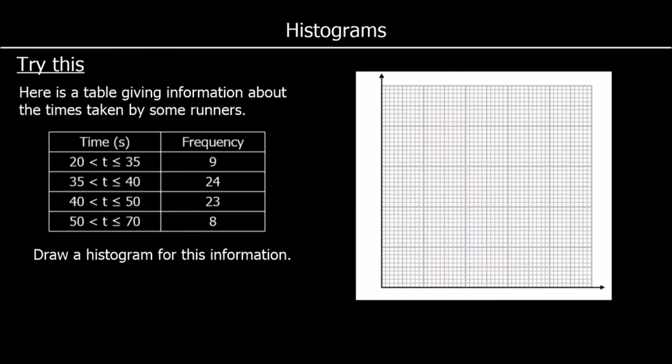Okay, one for you to try. So try and draw a histogram for this information. This time we've got the times of some runners. So along the bottom we're going to have time in seconds. And again, up the side, we're going to have frequency density. So frequency density is the height of the bar. The frequency is going to be the area.